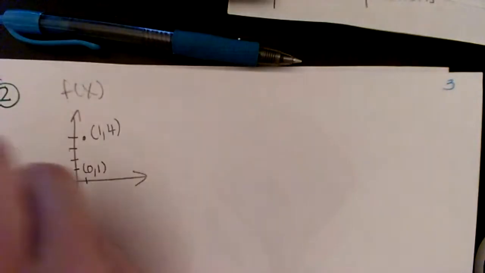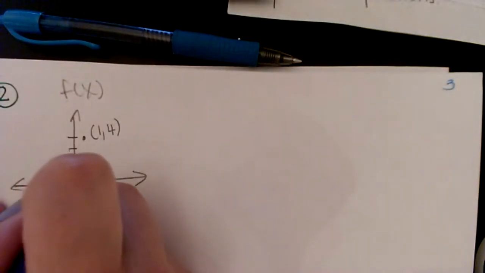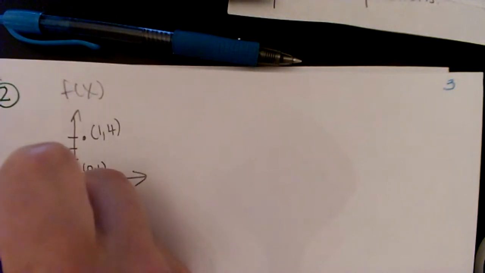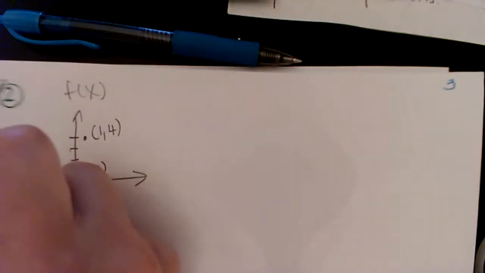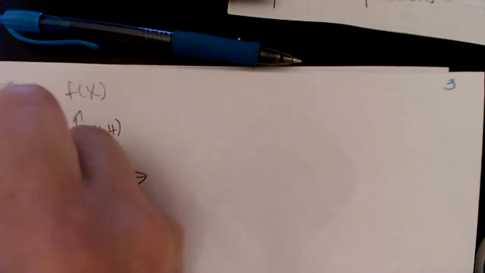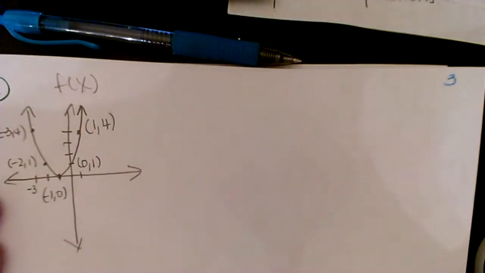Okay? And over here we have negative 2, 1. And this one is negative 3 and 4. So we're going to start over here and we're going this way. Right? So let me just write this down.